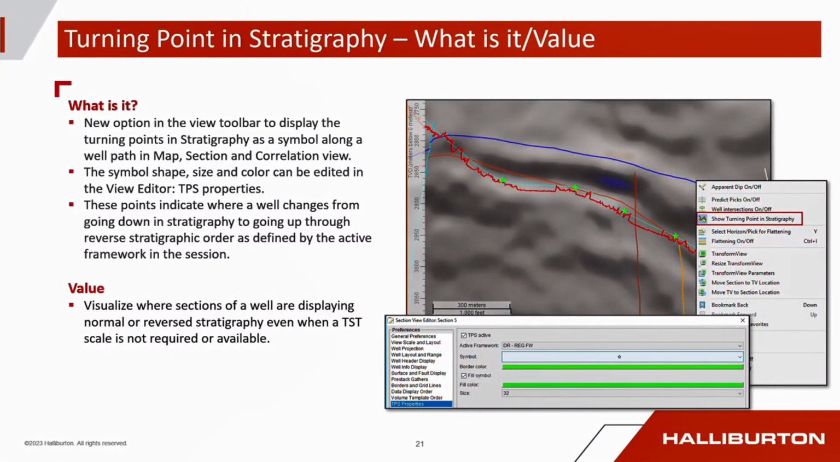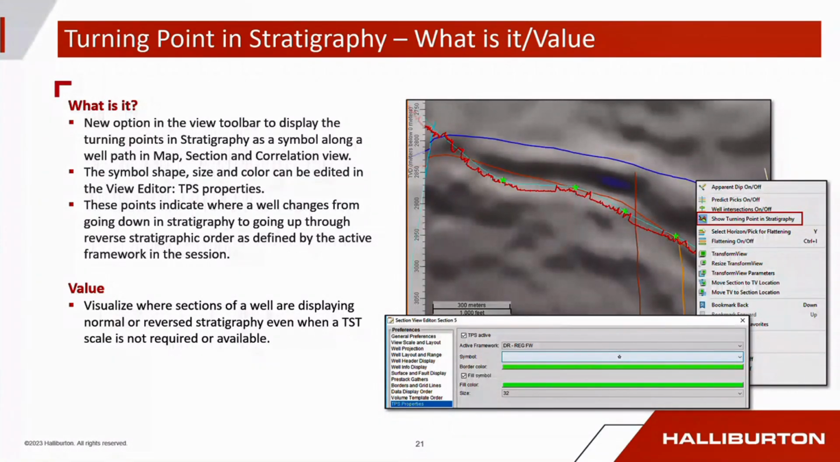To facilitate working with horizontal wells, we have added a new option to show the turning points in stratigraphy in map, section and correlation view. So this works in combination with the new TST calculation, which was implemented in the last version of the 10ep5 series, and that calculation uses a structural framework to determine whether a well is moving up or down in stratigraphy.